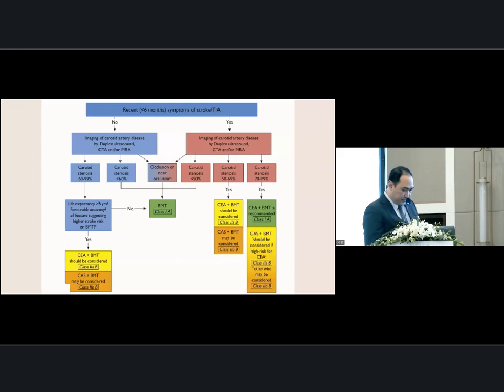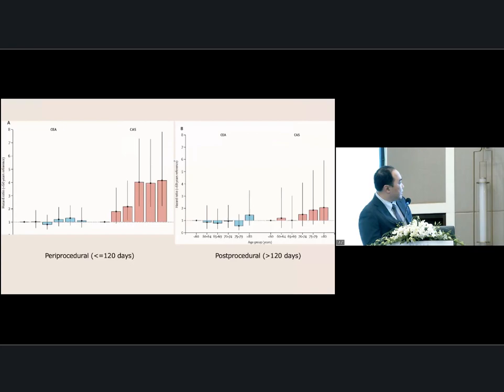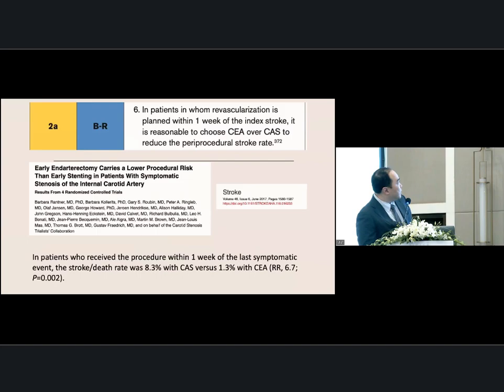So then the other thing that is going to differentiate between CEA and CAS is age, which is an interesting factor. If you're above 70, you should consider CEA. That's really because in the periprocedural period, you can see the CAS events are actually higher. But if you go below that, then actually CEA is almost equivalent, although CAS still shows a little bit more, especially in that 70 group.